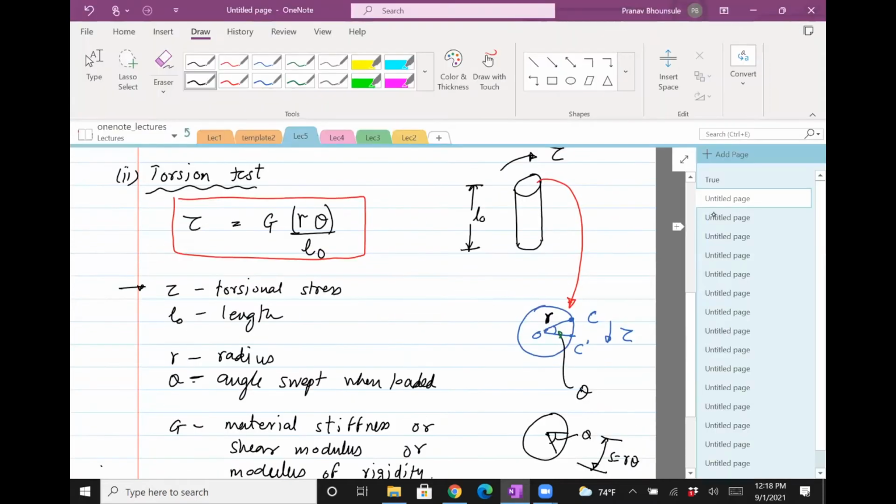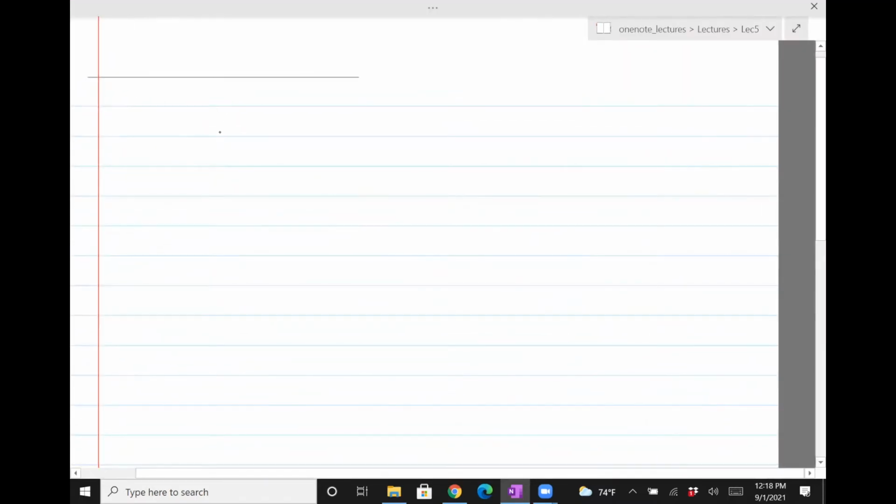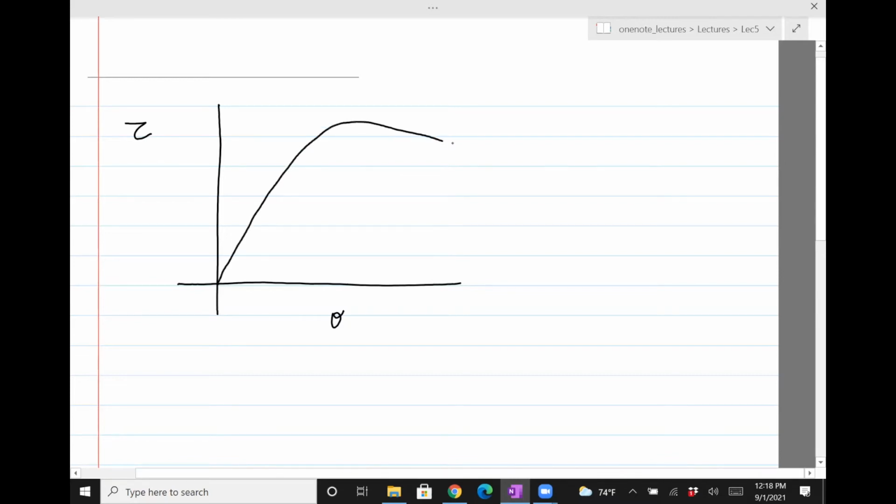And then you can do the same plot which we did earlier, a plot of shear stress now versus theta, because theta defines our angle turn, and that's like the shear equivalent of the longitudinal strain. So then you'll see that the curve looks very similar, with a stress called the ultimate shear strength.